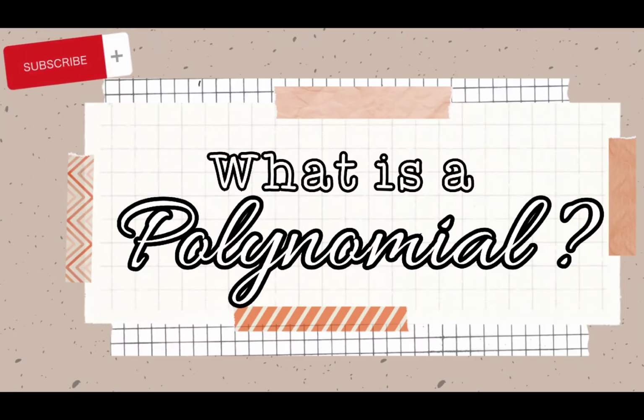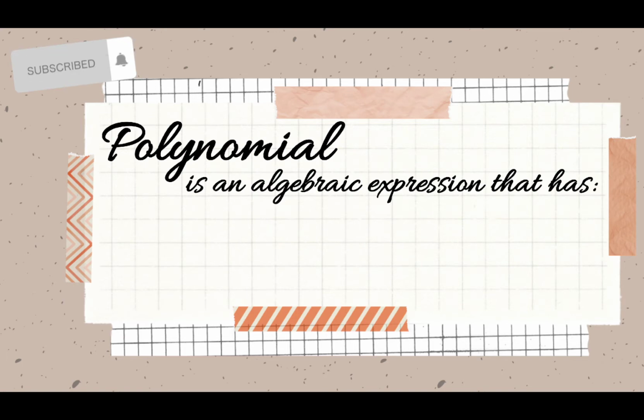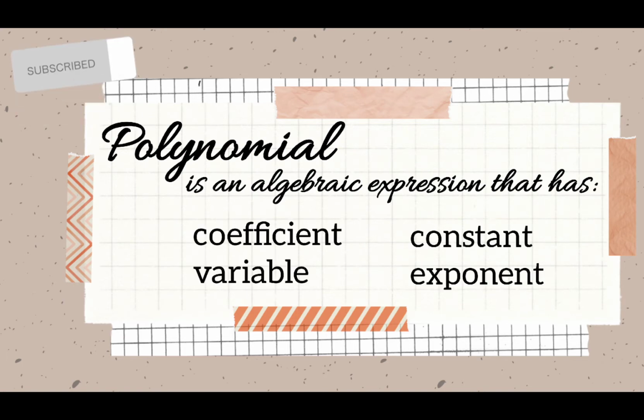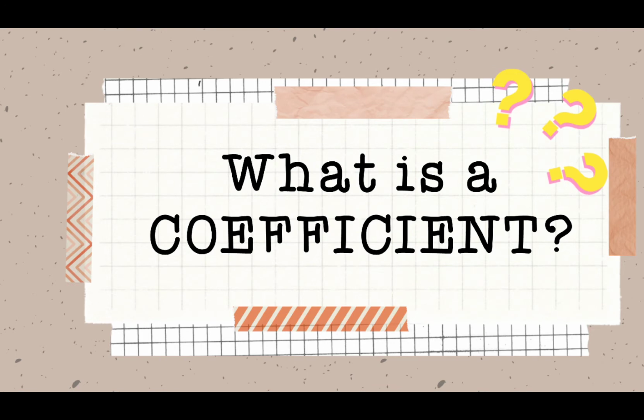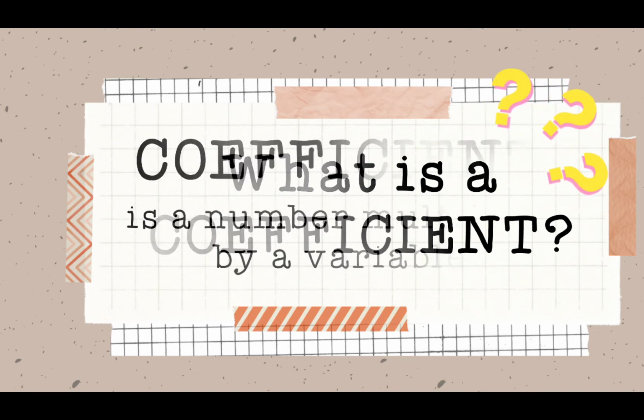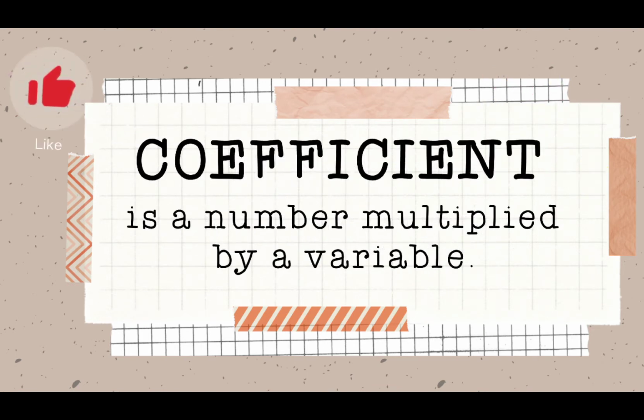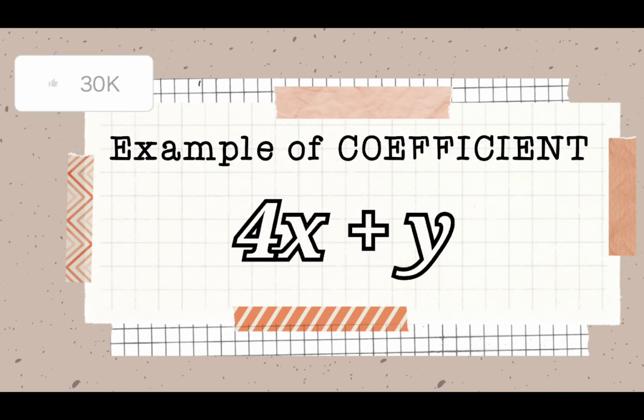And let's start. First, let us know the meaning of a polynomial. A polynomial is an algebraic expression that has coefficient, variable, constant, and exponent. And what is a coefficient? A coefficient is a number multiplied by a variable. In this example, 4x plus y, our coefficient is the number beside a variable, which is the number 4.